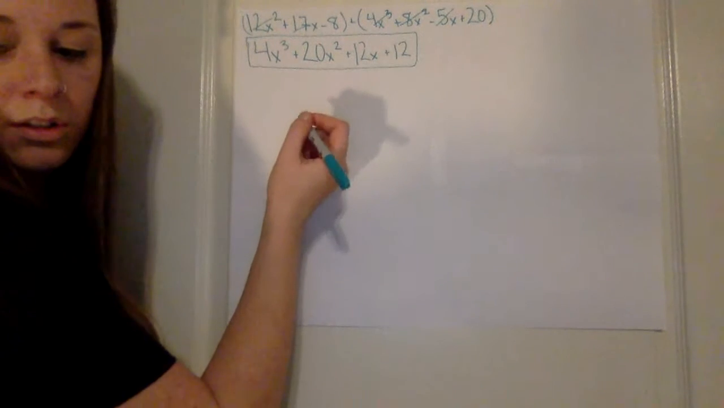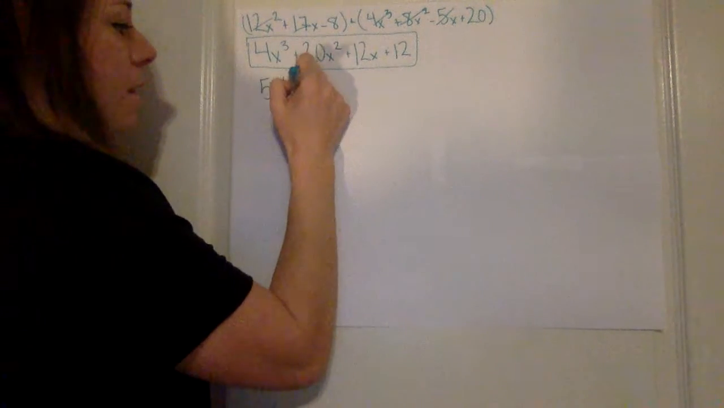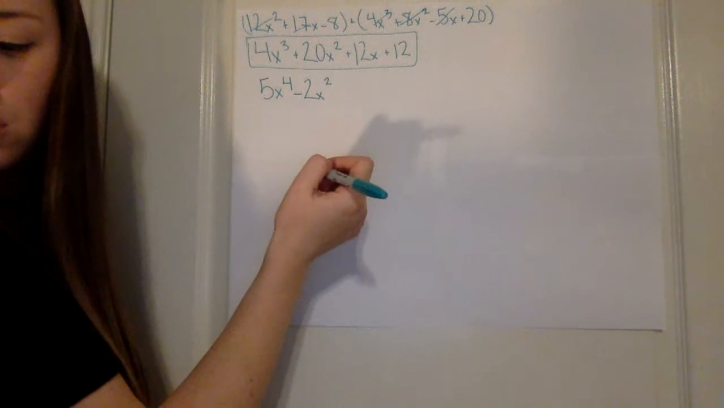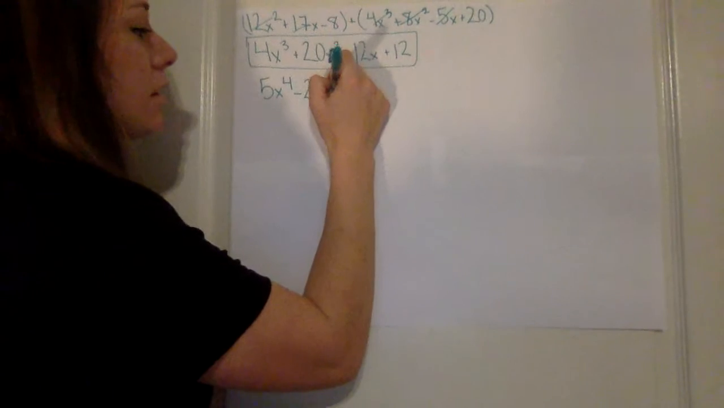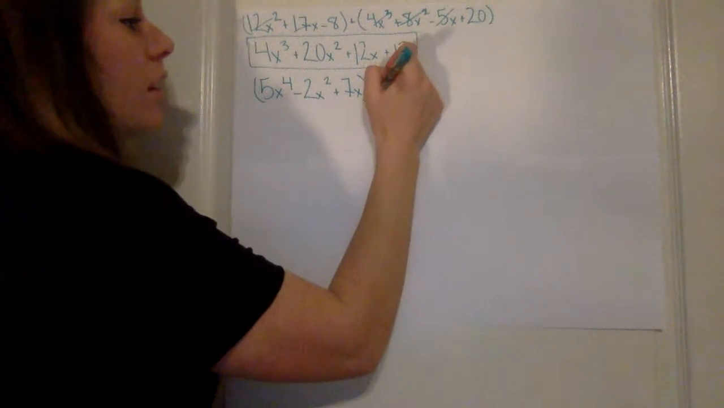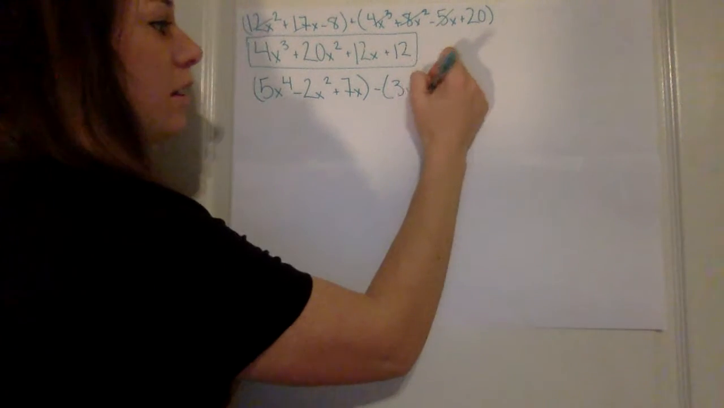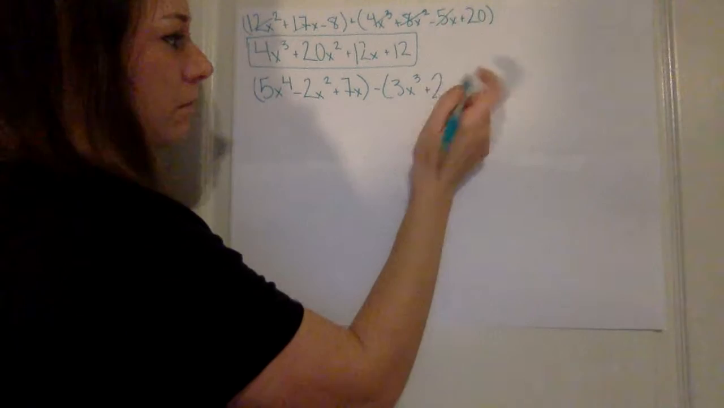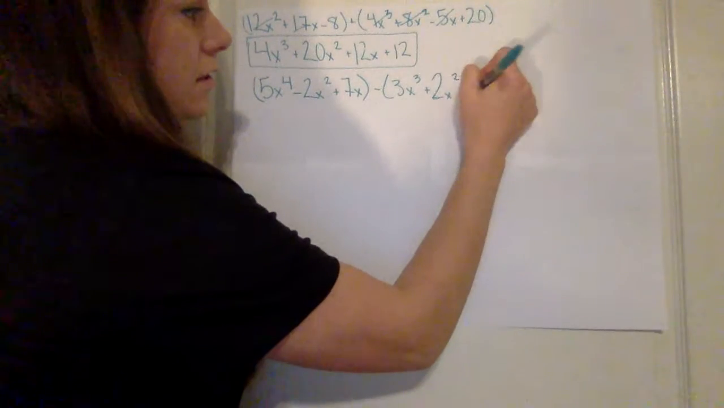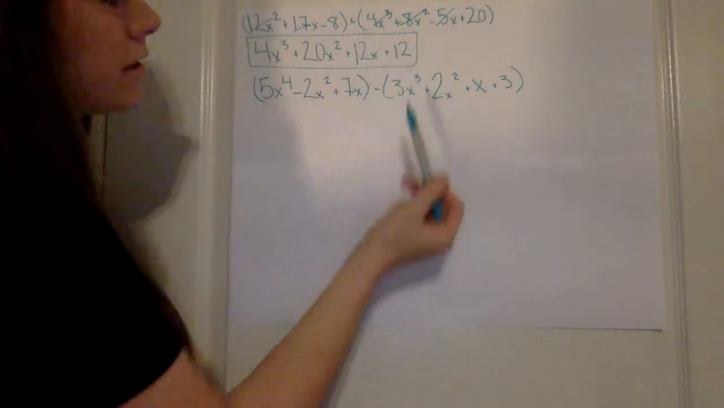So let's do 5x to the fourth minus 2x to the second plus 7x minus 3x cubed plus 2x squared plus x plus 3.